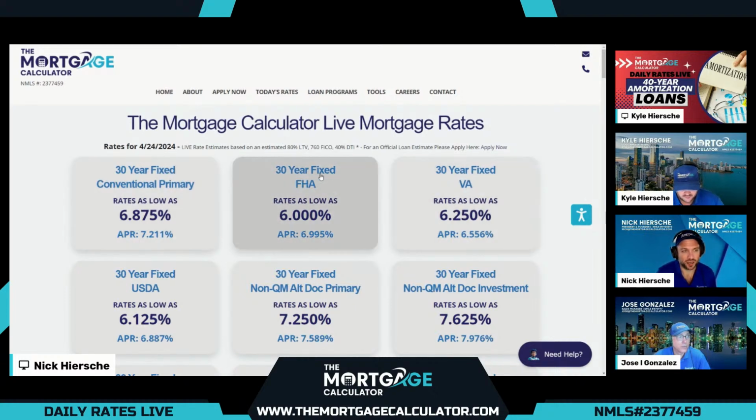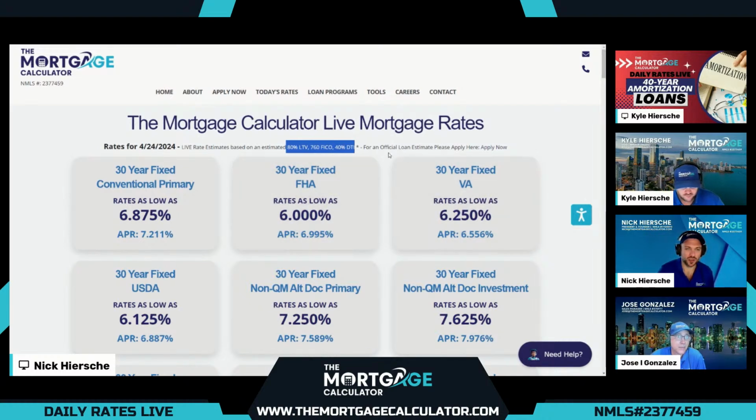Now, our FHA option is usually the second option for most borrowers if they don't qualify for primary for any reason. FHA allows a little more leniency on credit issues, credit events, as well as much higher debt to income ratio. And our FHA options are as low as 6% rate for the standard setup that we quote every morning, the 80% LTV, 760 FICO, 40 DTI, same exact scenario we quote every morning, and has a final APR of 6.995. So a touch lower than conventional if our customer qualifies for both. And this does include the upfront annuity mortgage insurance.